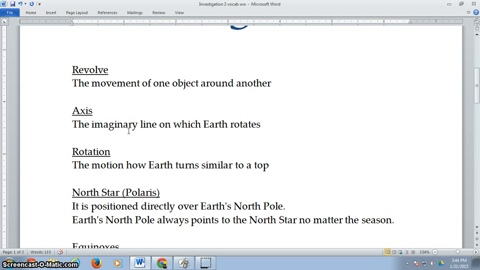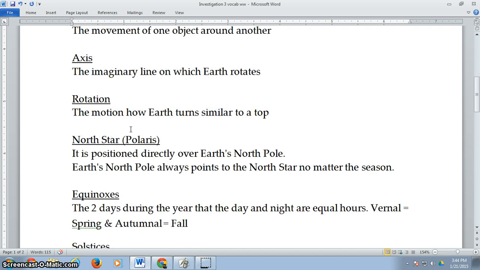So the Earth is going to rotate on an axis at a tilt of 23.5 degrees. The Earth is also going to have some rotation, how it spins like a top while it is turned on its side, and that's going to give us the difference between day and night. We're also going to talk about how the North Star plays a role. We're going to have the North Pole always pointed towards the North Star as the Earth revolves around the Sun, at every position along that revolution. The North Pole and the North Star are going to be lined up.